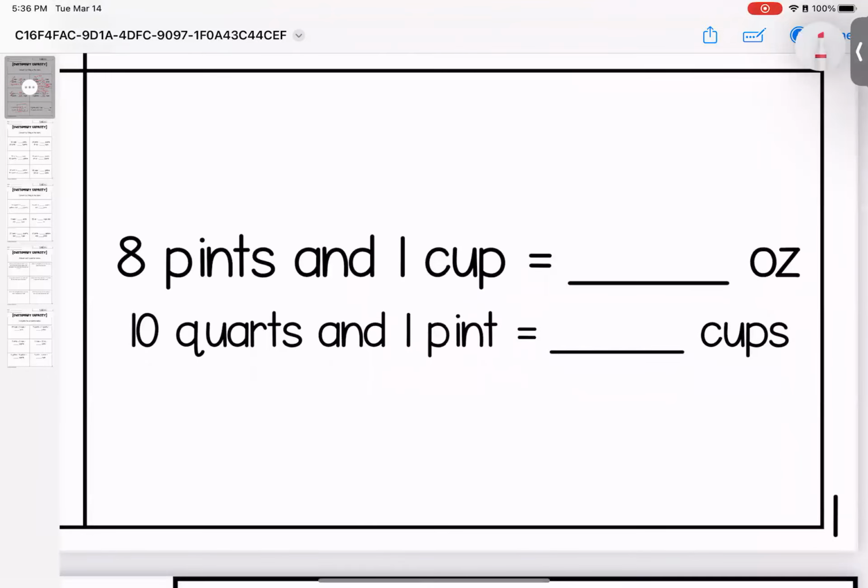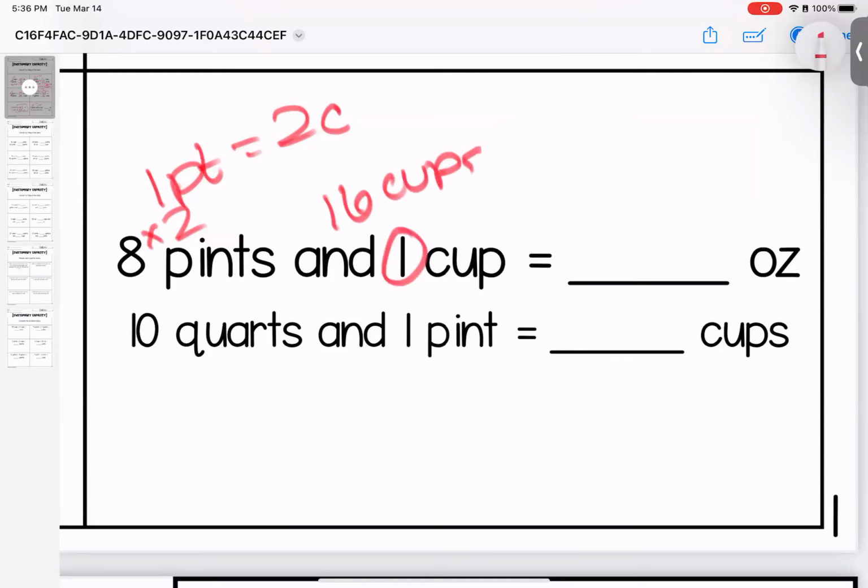This is similar to what we were doing in our math last week, where we have a little bit of one and a little bit of other. So the first thing we want to do is make our pints into cups. Every 1 pint is equal to 2 cups. So we're going to multiply this, and we have 16 cups, plus the one I have here is 17 cups. I want to make it into ounces, so I'm going to take that 17 and multiply it by my 8 ounces in each cup, and I'm going to get 136 ounces.